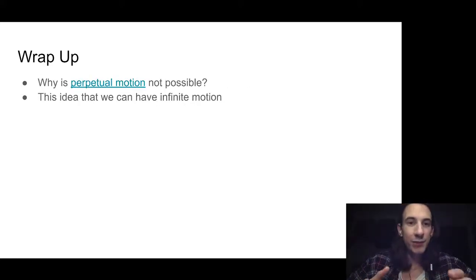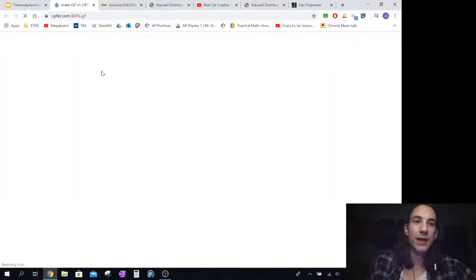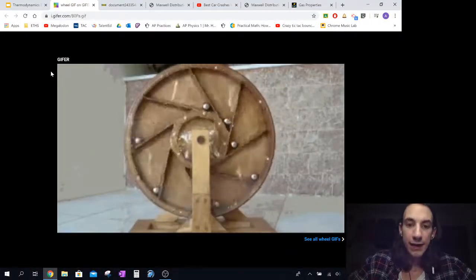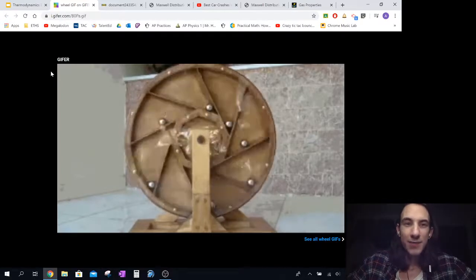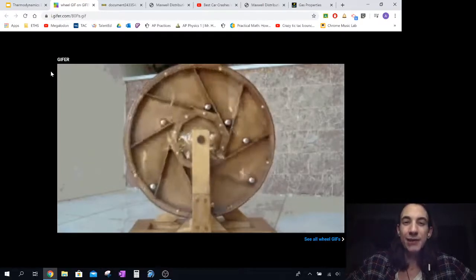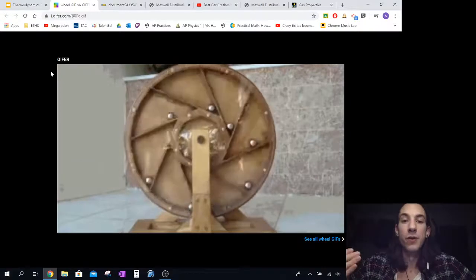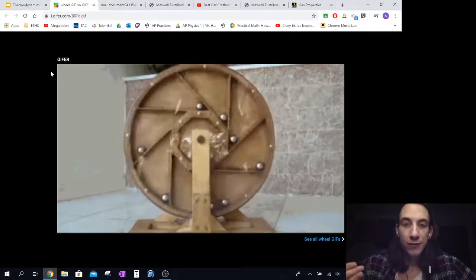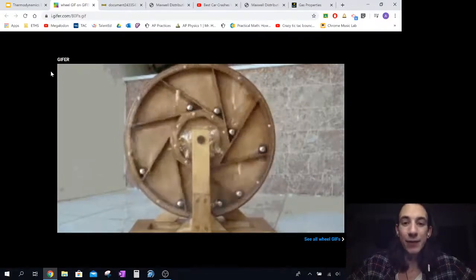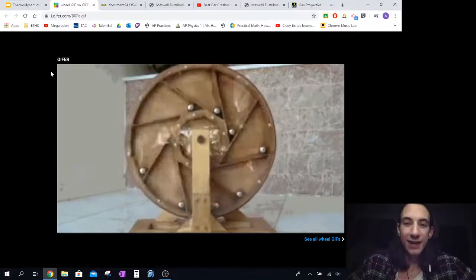Another one, why is perpetual motion not possible? So perpetual motion is kind of this really cool idea in physics. It's this idea that we can maybe create some sort of machine that is going to infinitely run under its own power. So under its own devices, it will be able to infinitely run. Here's kind of an example of one.